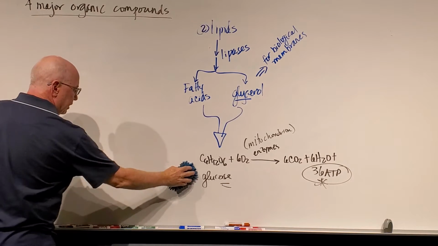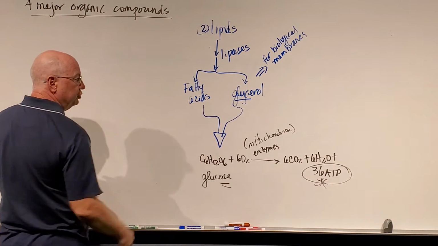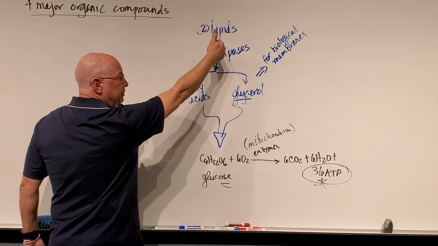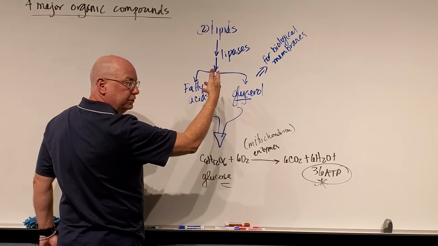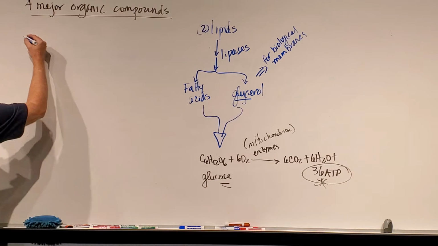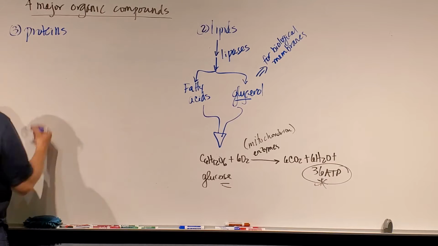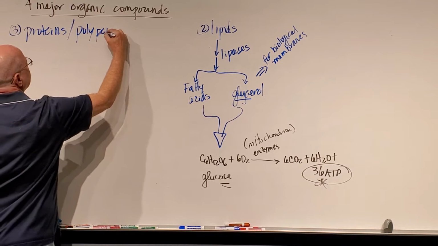But ultimately, you guys know that we use polysaccharides to break down the sugar. We can use sugar for energy. I use lipids for biological membranes for growth and repair, and cell division, or I can use them as an alternate source of energy. Now, a third major class of organic compounds we can talk about is called proteins. Proteins are also referred to as polypeptides.